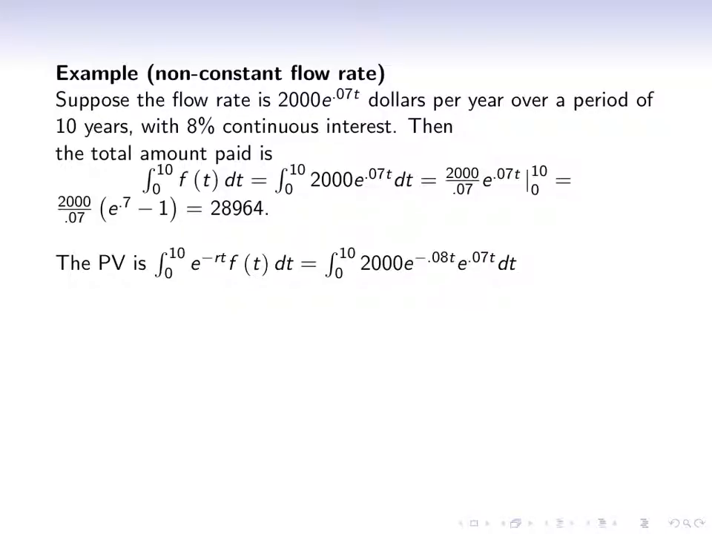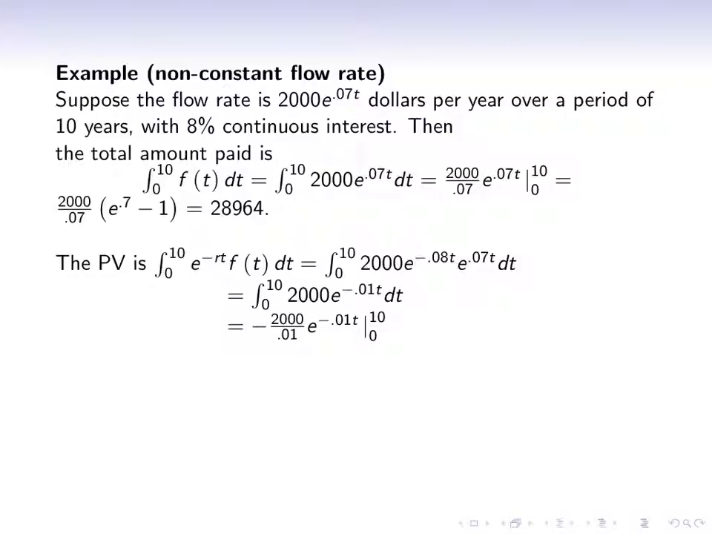On the other hand, the present value of this stream of payment is the same integral, but you insert the e to the minus RT factor, that shrink factor. So there's the integral, 2,000 e to the minus 0.08t, there's 8% interest, times e to the 0.07t. Now you combine those two exponentials and you get 2,000 e to the, you subtract the exponents, and you get minus 0.01t dt. And now you do the integral and you get minus 2,000 over 0.01 after anti-differentiating, times e to the minus 0.01t from 0 to 10.